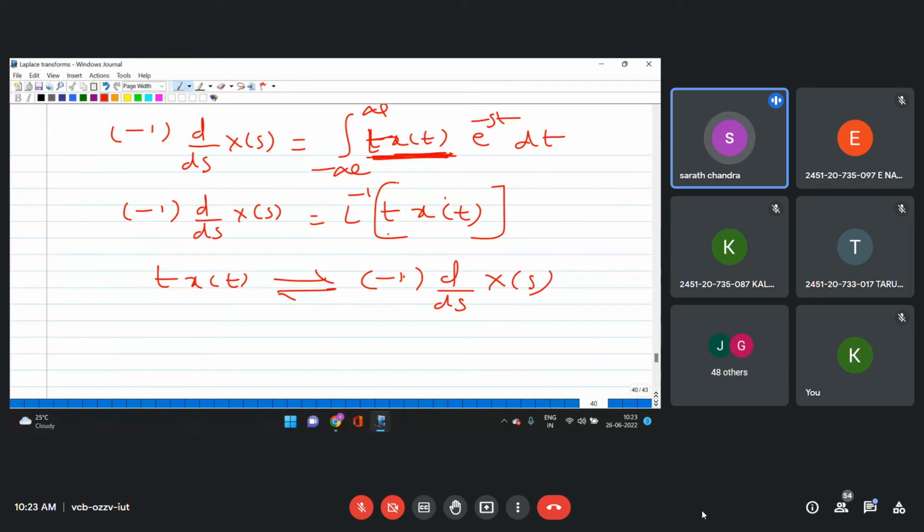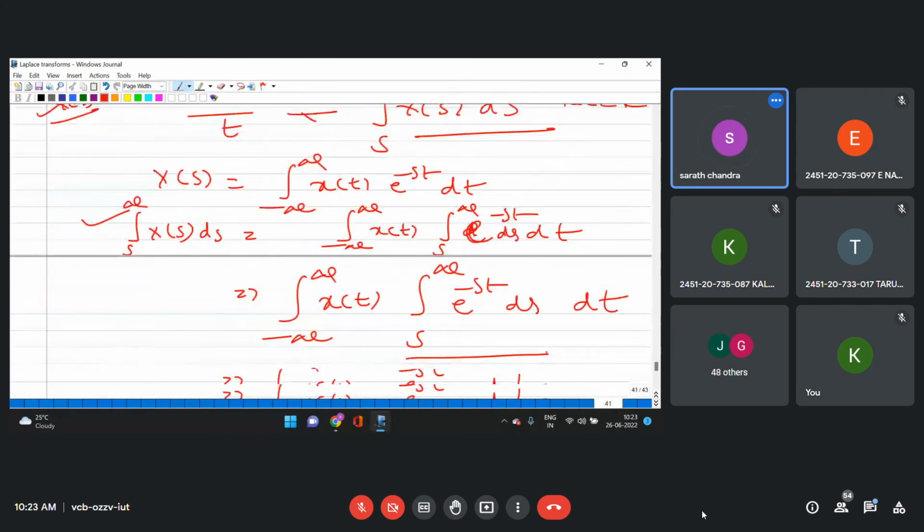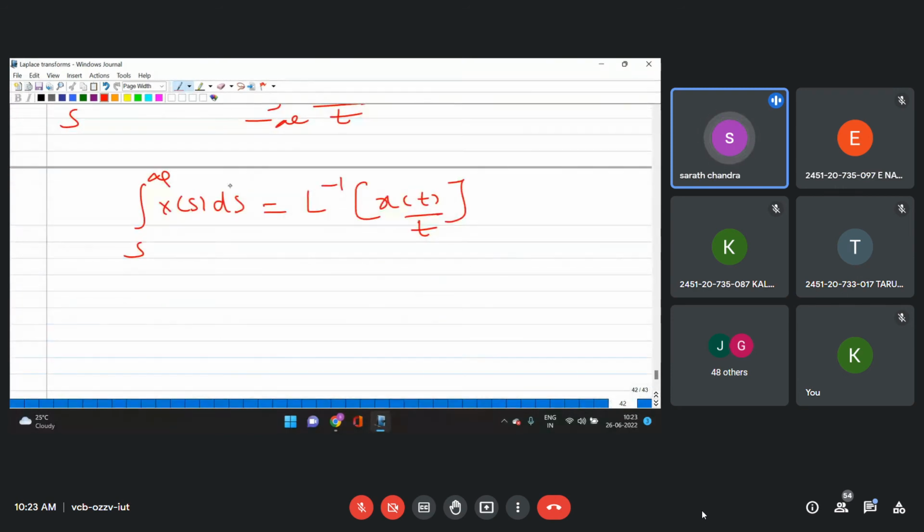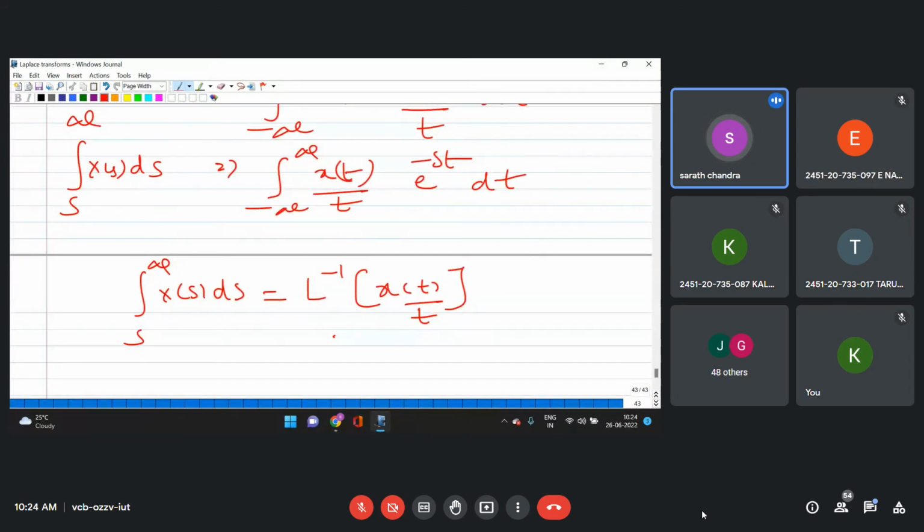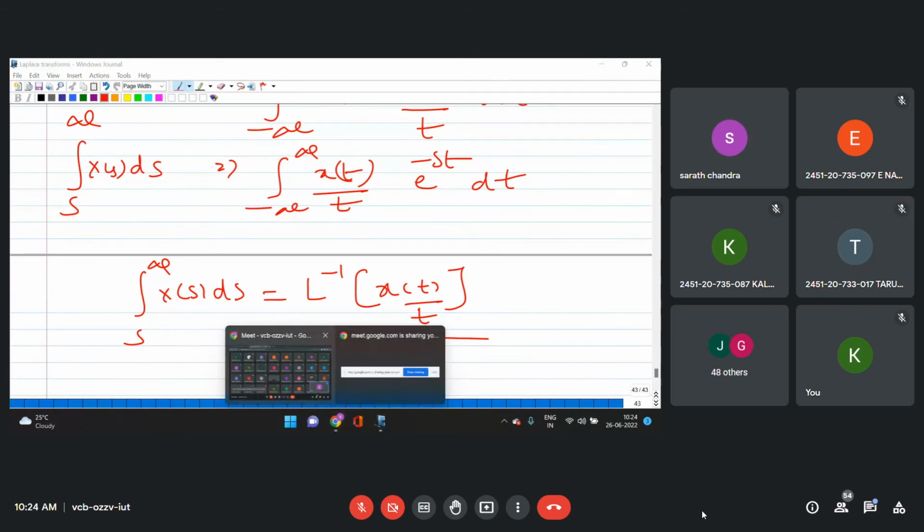If inverse goes to the other side, it becomes Laplace. So here also the same thing. Integral from s to infinity x of s ds equals the inverse Laplace of x of t by t. Is there any confusion here? If any confusion, please let me know. If you can't speak, put a message, so that I'll explain things more clearly. You already have an idea, and I'm going a little fast. Is this understandable? Yes, sir.